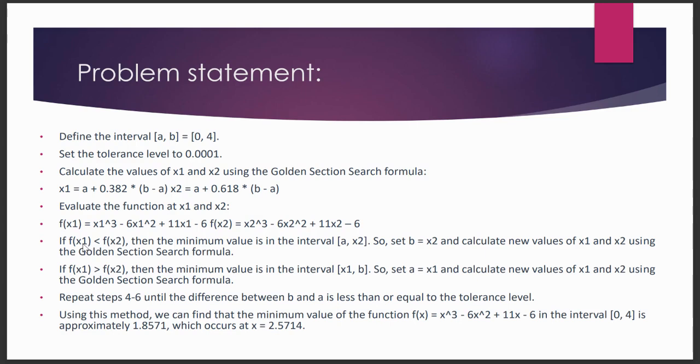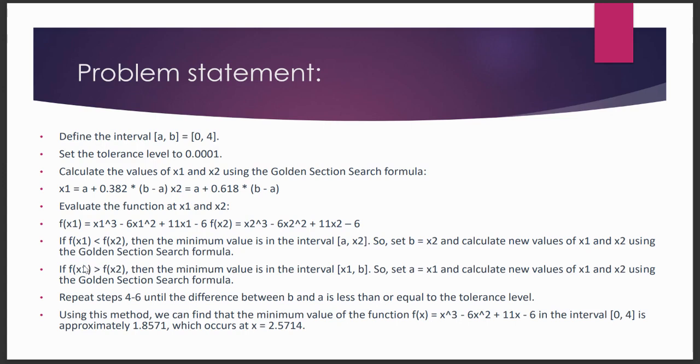So if f of x1 is less than f of x2, then the minimum value is in the interval of a to x2, that is 0 to x2. So set b equal to x2 and calculate new values of x1 and x2 using the golden section search formula.